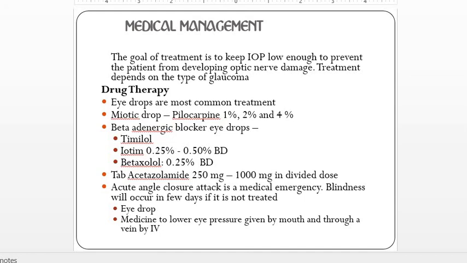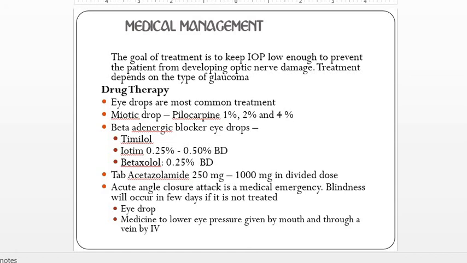Eye drops are the most common treatment. It includes miotic drops, pilocarpine 1%, 2%, and 4%, beta-adrenergic blocker eye drops, which include timolol, betaxolol, and tablet acetazolamide 250 mg, up to 2000 mg in divided doses.